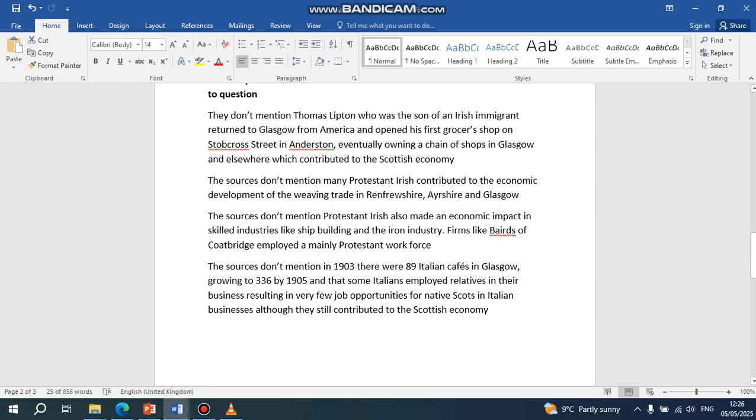And then we've got a few other examples to do with the Protestant Irish. So we've got one talking about the weaving trade and the other talking about shipbuilding, the iron industry. And it names a firm, Baird's, who you do have a record in your notes. It's very important to try and be specific in your example. So throwing in an example like Baird's makes that example much, much stronger. I think if you just stopped at shipbuilding and the iron industry, you might not get the mark, but by throwing in Baird's, you do get the mark.